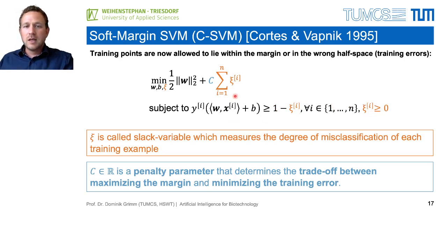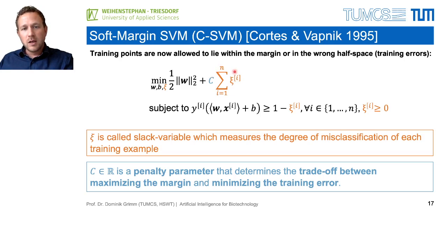So what does this mean? The slack variable Xi measures the degree of misclassification of each of the training examples. So here we measure how many errors we are allowed to make. And the parameter C, that's our penalty parameter. This penalty parameter determines the trade-off between maximizing the margin, so that this gets larger, and minimizing the training error. So if C gets larger, then the training errors are more important, so that we don't make too many errors in the training.